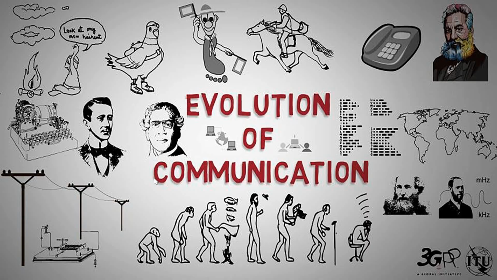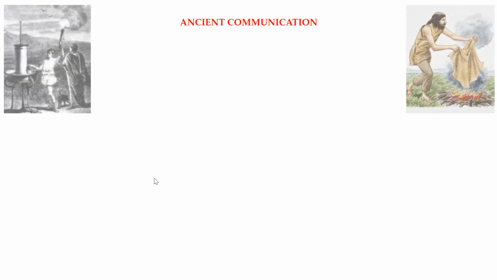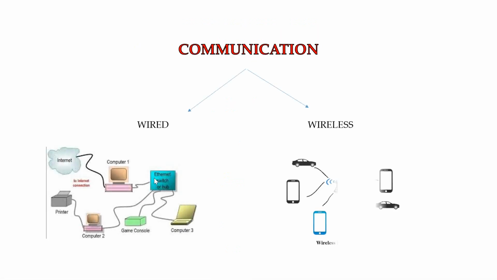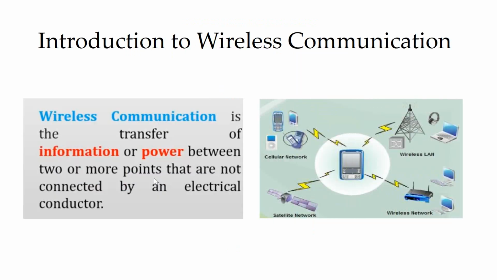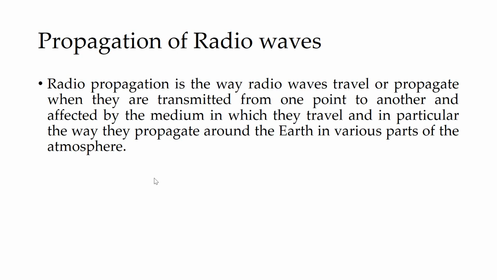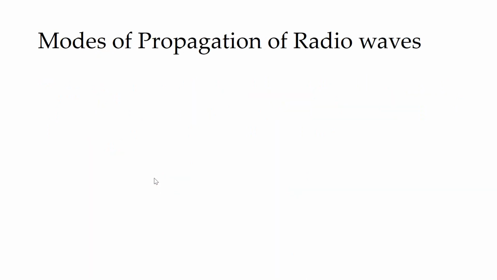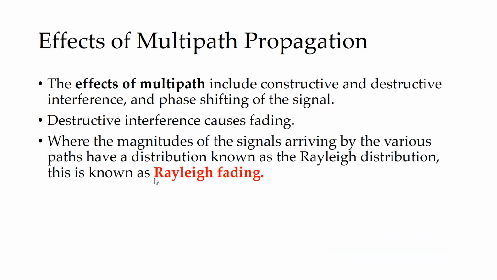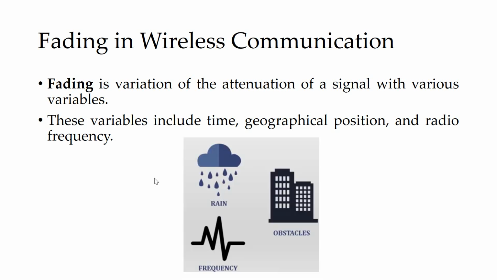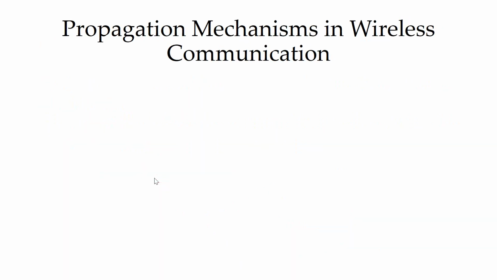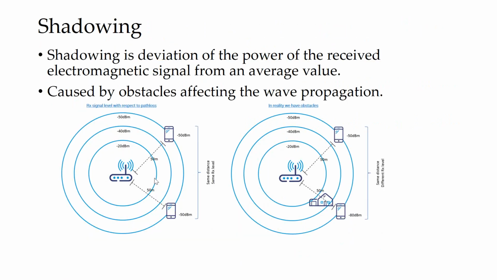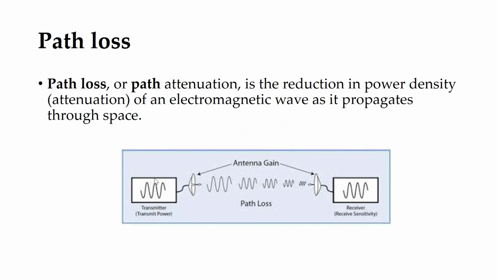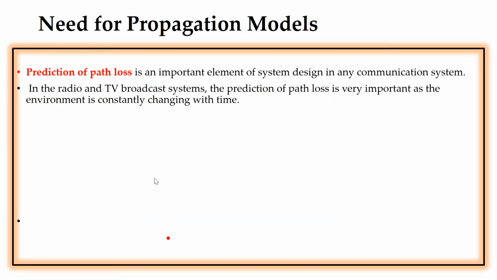My first video deals with evolution of communication, the ancient communication methods, types of communication, wired and wireless, then the introduction for wireless communication, then history of communication and certain basic concepts in wireless communication like propagation, multipath propagation, the effects for it, the fading and propagation mechanisms in wireless communication, shadowing and path loss. In this lecture, I'm going to discuss the propagation models.